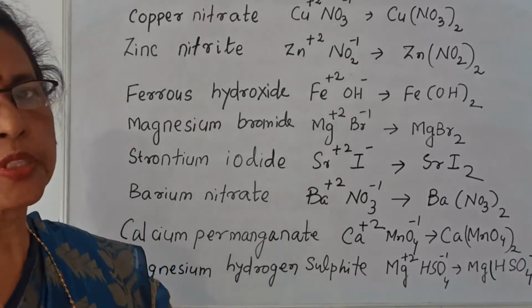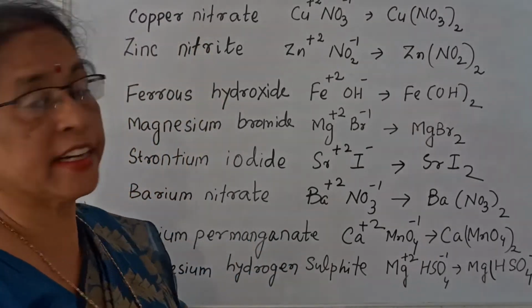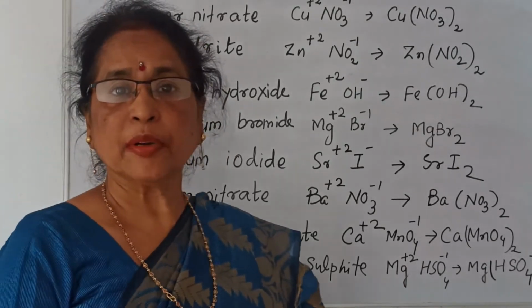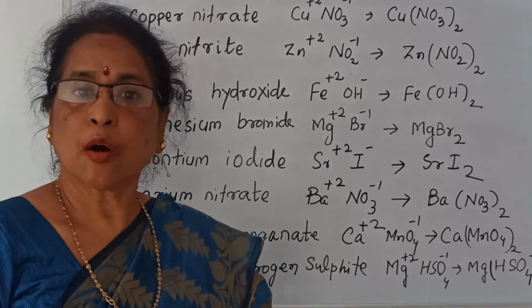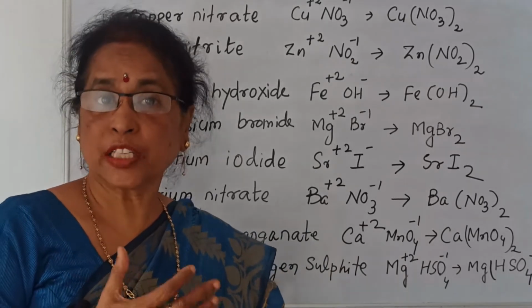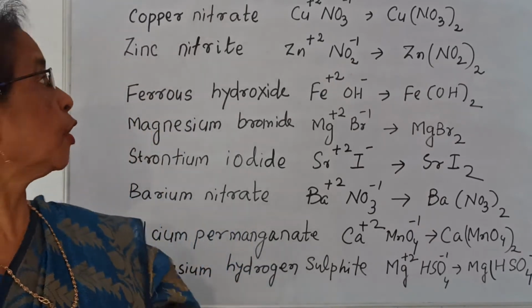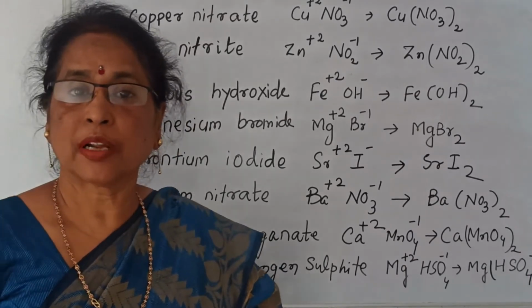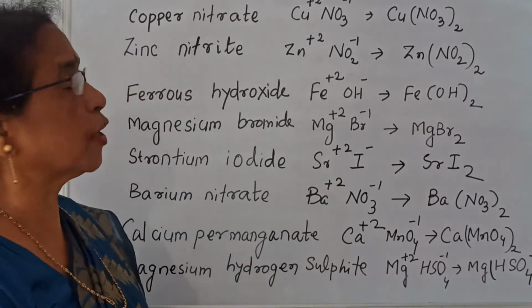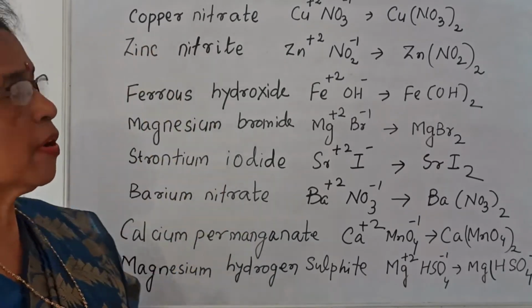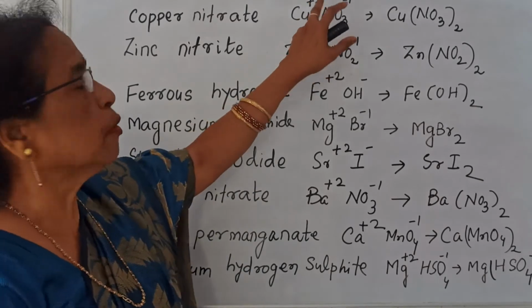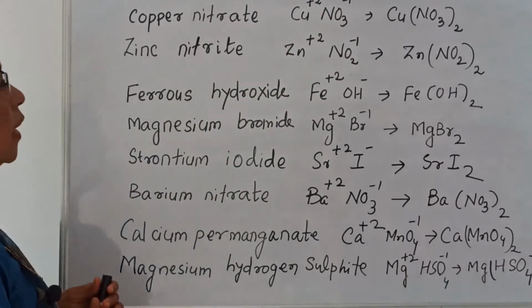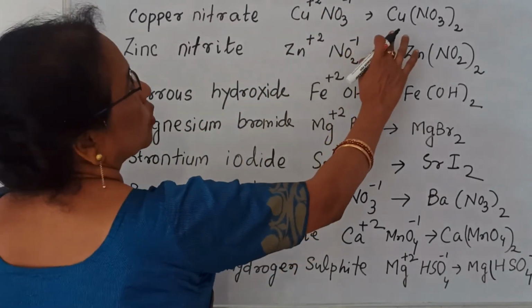Next example, copper nitrate. Copper nitrate indirectly indicates plus 2. Generally copper has two valencies. One is plus 1, that is called cuprous, and the other one is plus 2, that is called cupric. Generally copper nitrate means cupric nitrate, and here Cu has plus 2, NO3 is minus 1, so the formula is Cu(NO3)2.